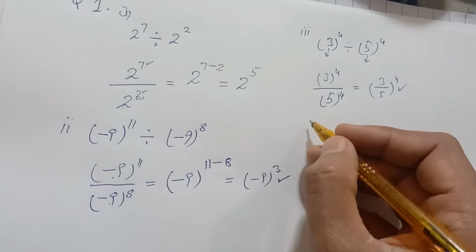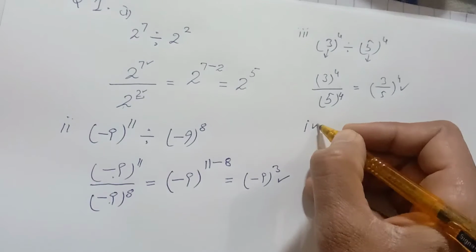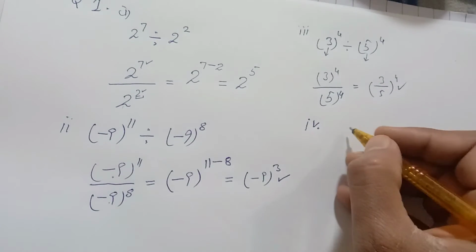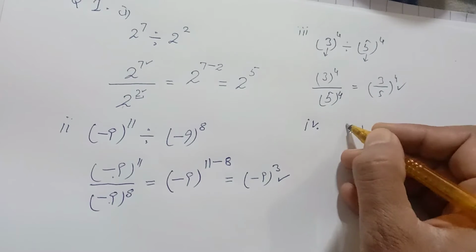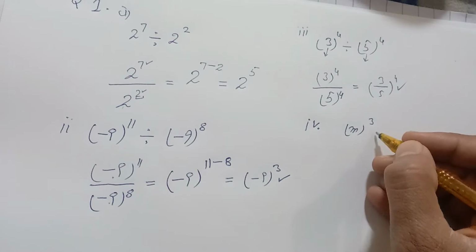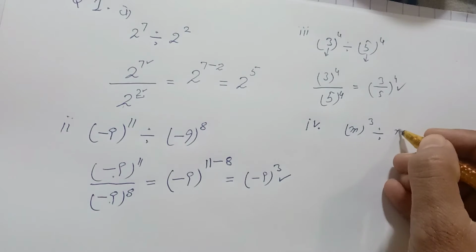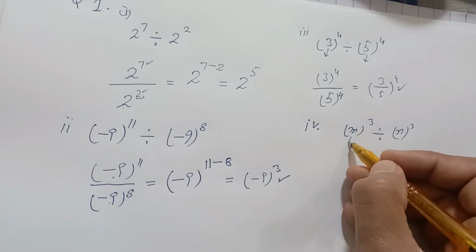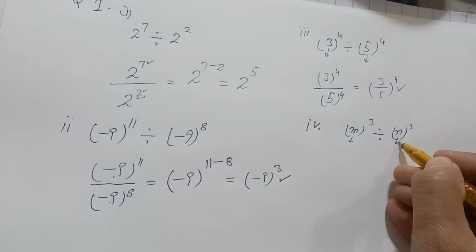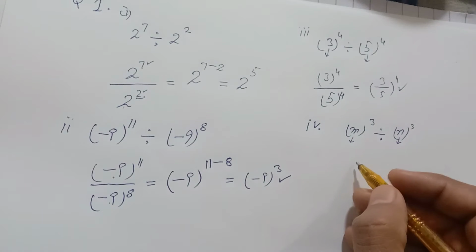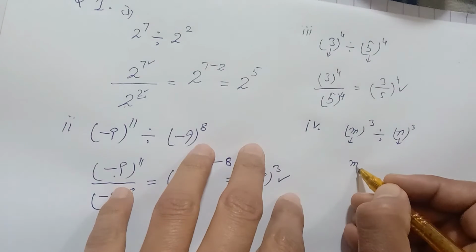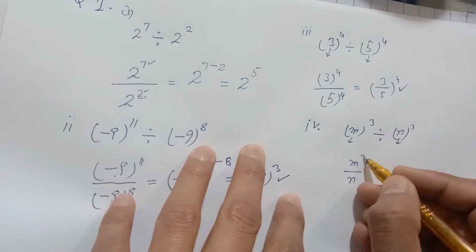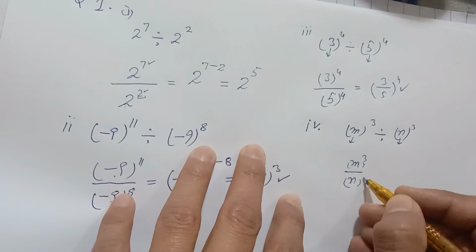And again, question number 4, how will we solve it? Now listen and watch: m cube divided by n cube. In this question also the base is different. Write it in this way: m over n, whole cube.